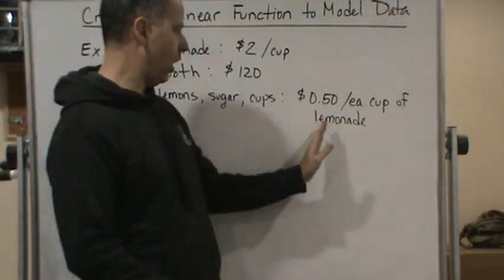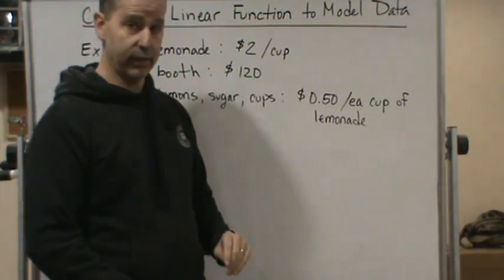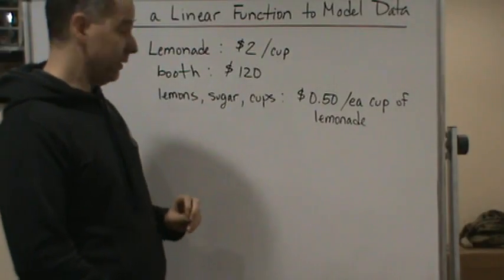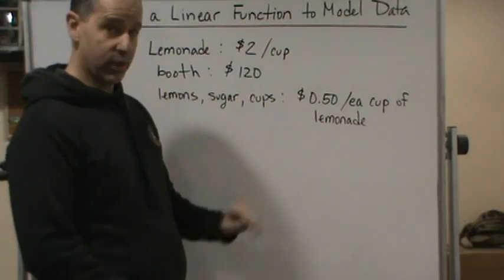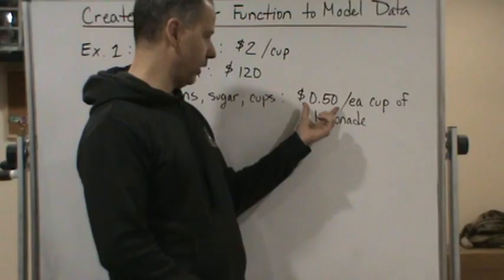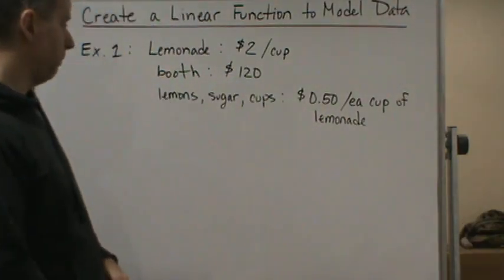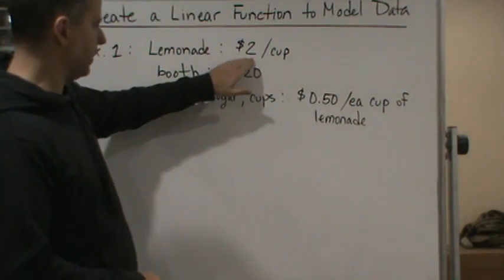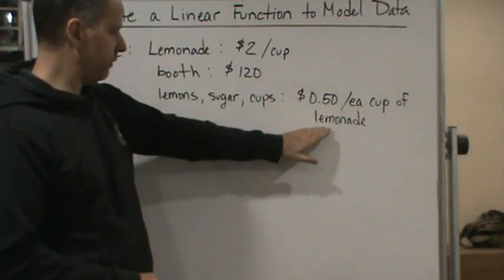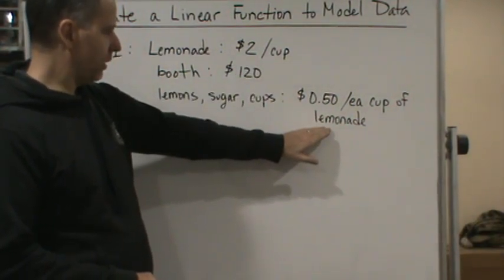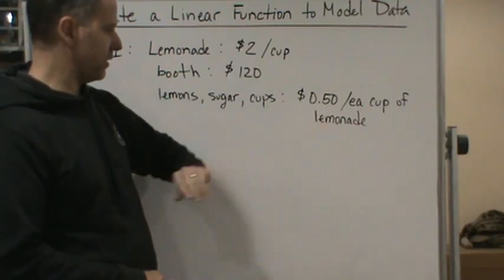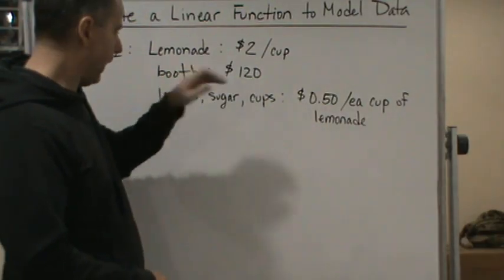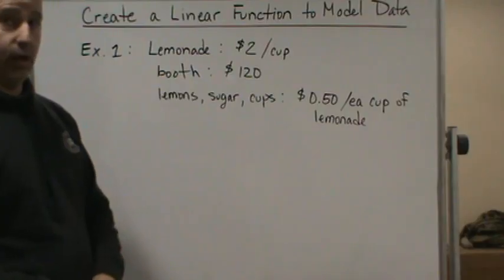So that's the cost of producing, as far as materials, for each cup of lemonade. So that's what our cost is per cup of lemonade. Okay. So this is what we're selling each cup for. This is the cost of each cup of lemonade that costs us to produce. And this is the cost of the booth.